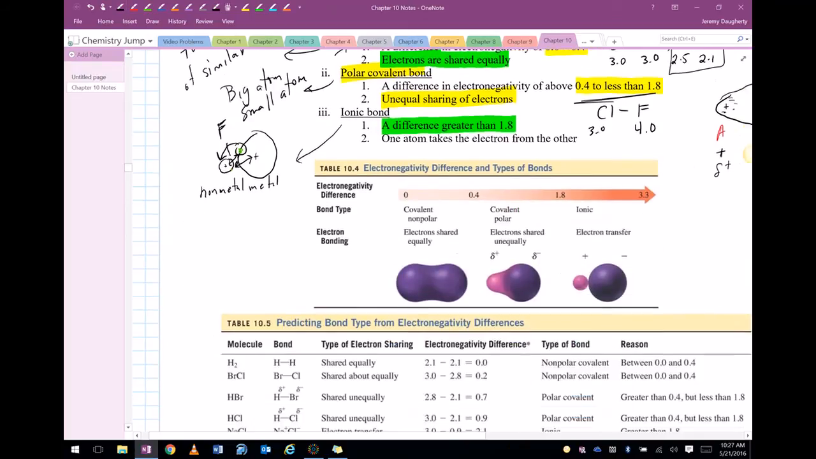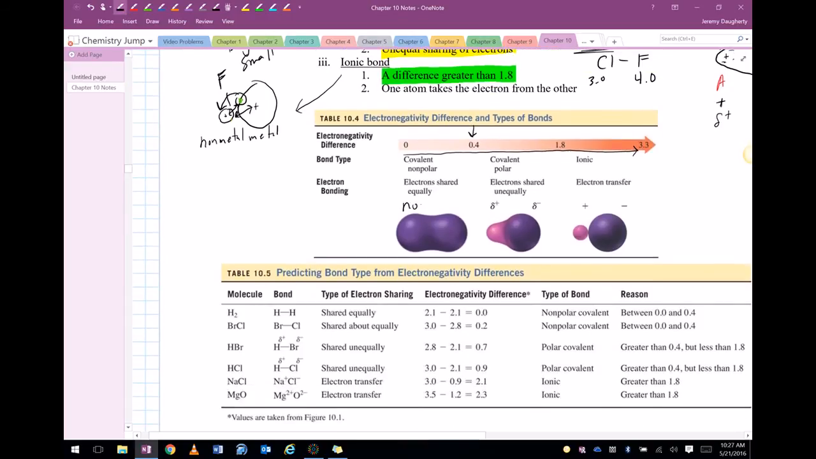And so what we have is this table 10.4. We have this gradient, all right, where it goes from nonpolar to polar, then over to ionic, and you can see there is no hard, fast line. It's not like 0.4 is something special. It's just that that's what we've decided is nonpolar.